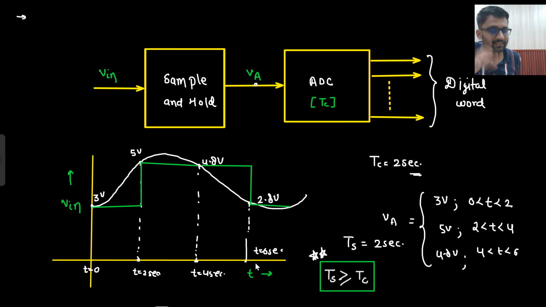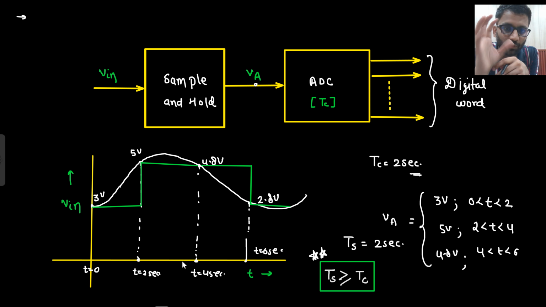Because if it is lesser, let's just say if I am calculating the sample here at t equals 1 second, then what will happen? The input will change at t equals 1 second, but it needs the conversion time of 2 seconds. So it will be processing 3 volt at t equals 0 till t equals 2 seconds. It will be processing 3 volt, but input has already changed. So that should not happen. When it is processing 3 volt, the input should remain constant at 3 volt.